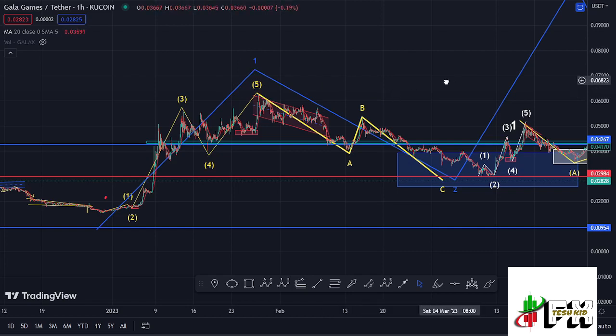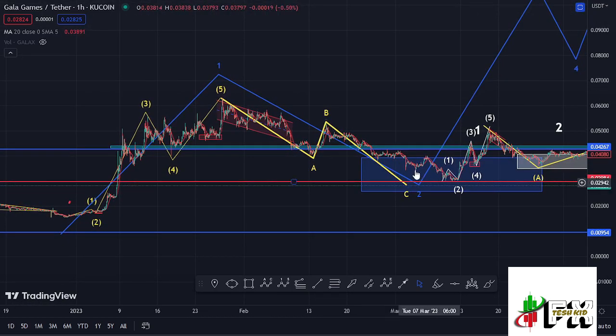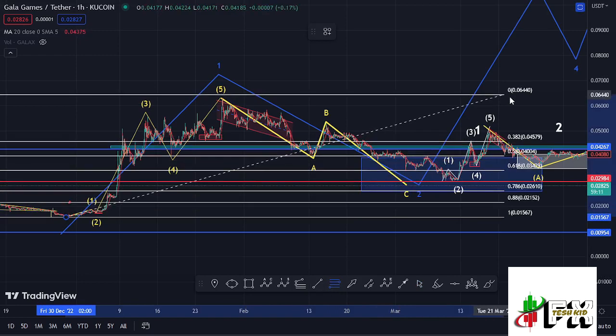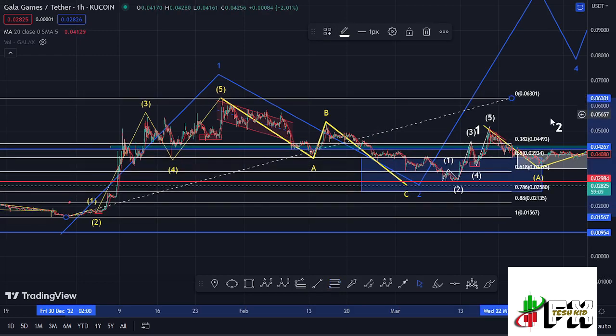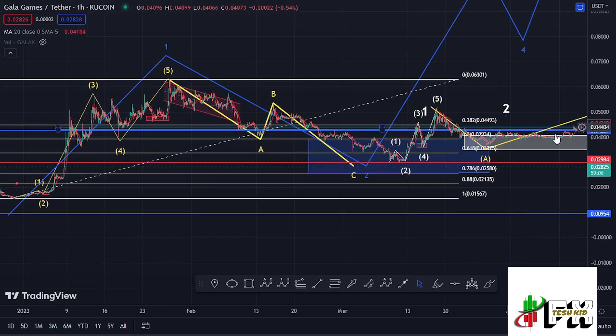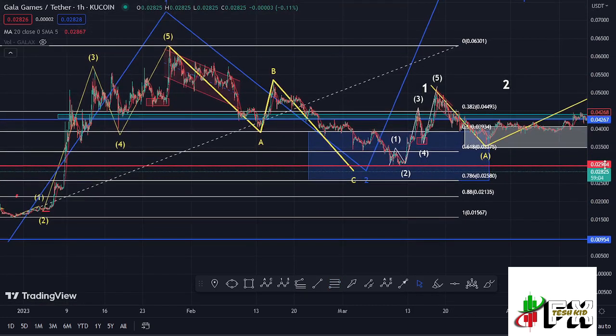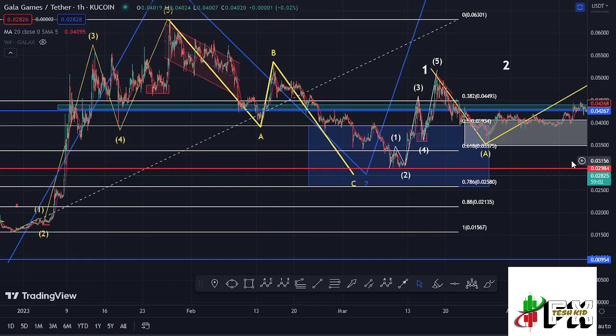Then we started a corrective structure in the formation of a larger Elliott wave count 2, and using the Fibonaccis, connecting them from the low of the first wave to the high of that wave 1, that gave me a minimum retracement area between the Fib level 0.5 and the Fib level 0.78, which is a target area that lies between the $0.03934 mark and the $0.0258 mark, which is the area highlighted here on the charts using this blue target area.